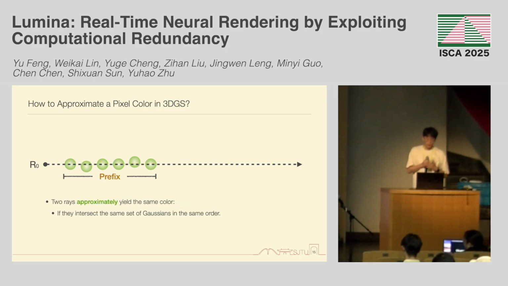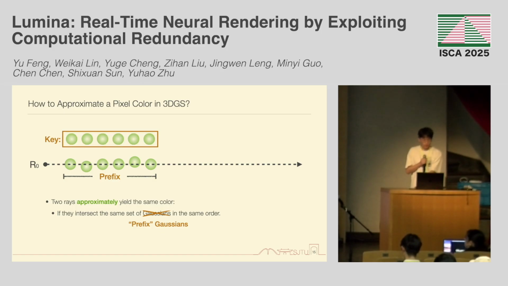In addition, we find that if we want to use one ray to approximate the other, these two rays do not have to share exactly the same set of Gaussians. What we need is to let them share the initial set of Gaussians, we call them prefix Gaussians. And if they share the same set of prefix Gaussians, their final colors are similar. And naturally, we can cache the rendered pixel results by using prefix Gaussians as a key and RGB colors as a value. However, there's one catch.